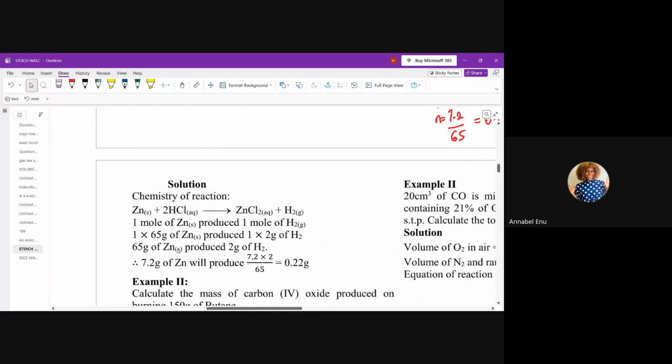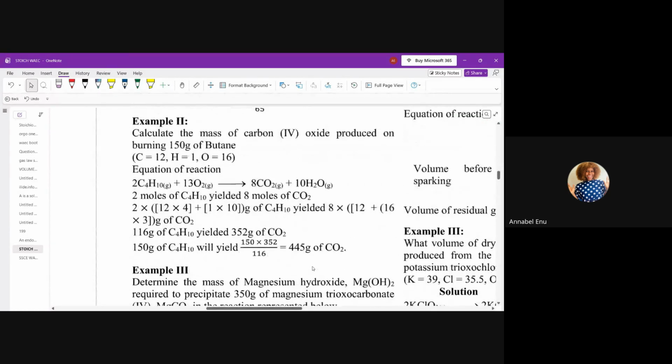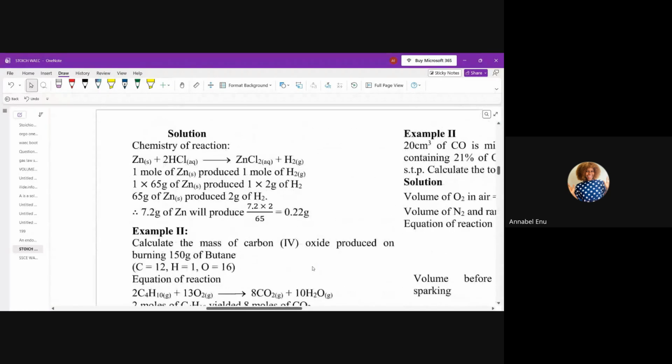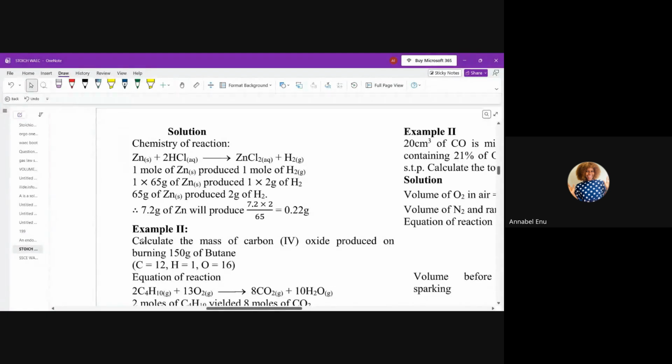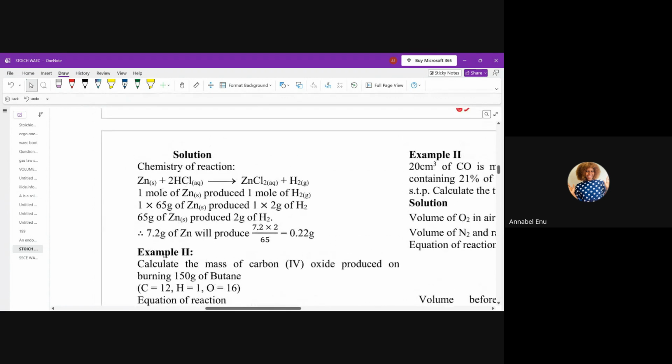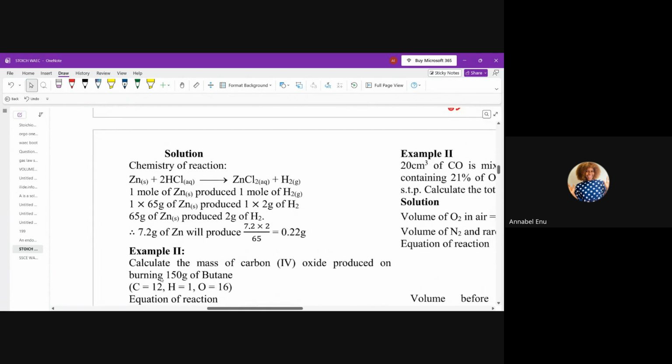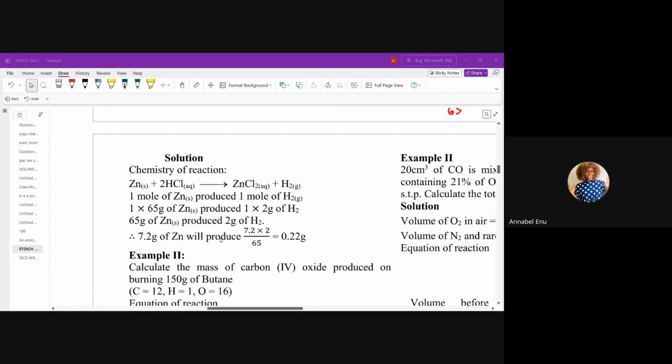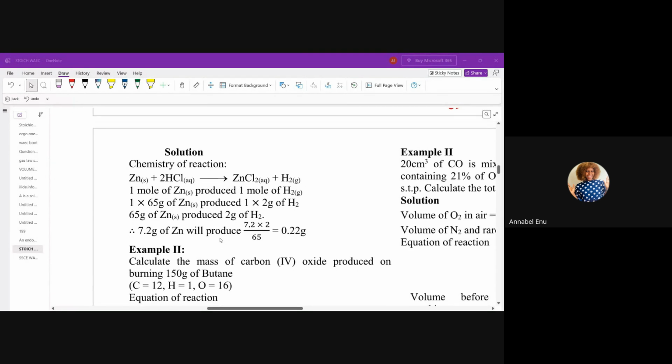Look at it here. Then we have this second question. Calculate the mass of carbon dioxide produced on burning 150 gram of butane. So now I want you people to write the balanced chemical equation for this and tell me what your balanced chemical equation is.